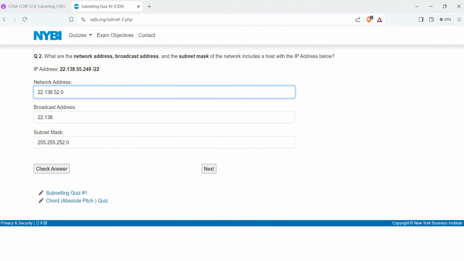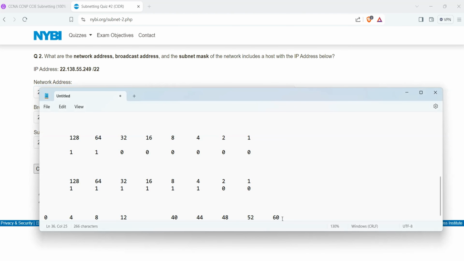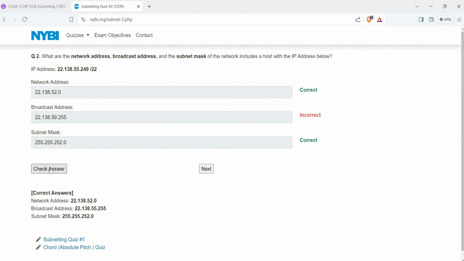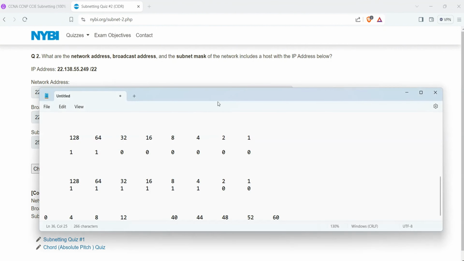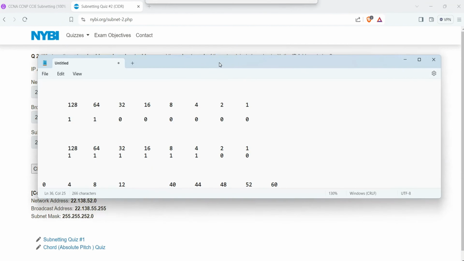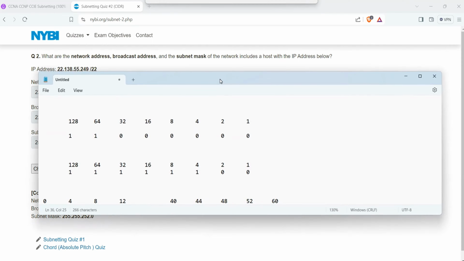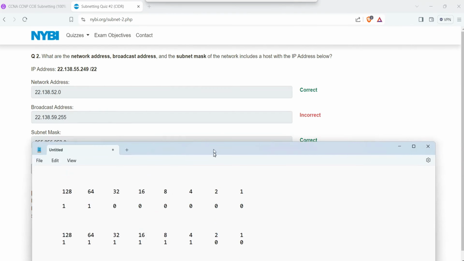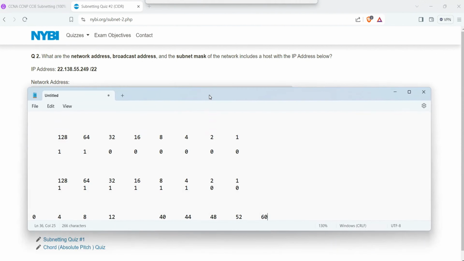Oh, right. Look at this. So 52.0. The next network is what? 60.0. So what's the broadcast? 59.255. Right? Just like that. Check answer. Oh, hold on. 22.138. We made an actual mistake over here. Hold on. Let me see. Let me go back right over here and look at the increment. So the increment is 4, 52, 60, and 55 falls between 52 and 60. So the network ID is 52.0.